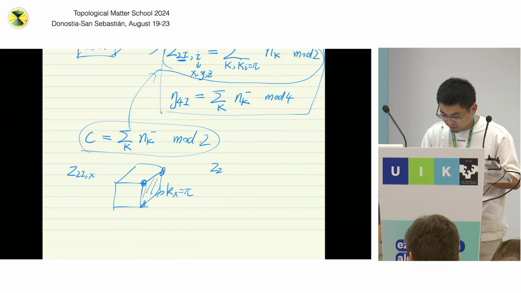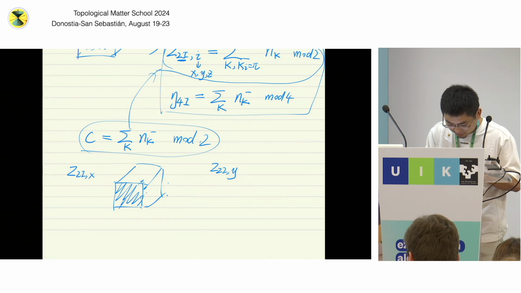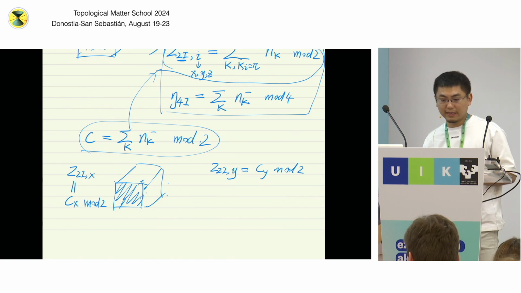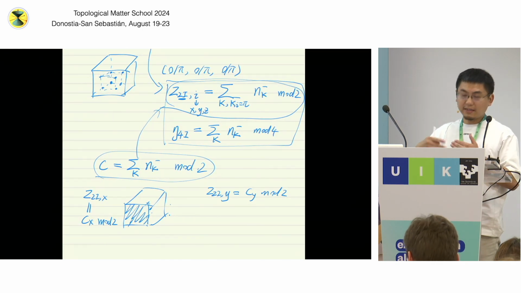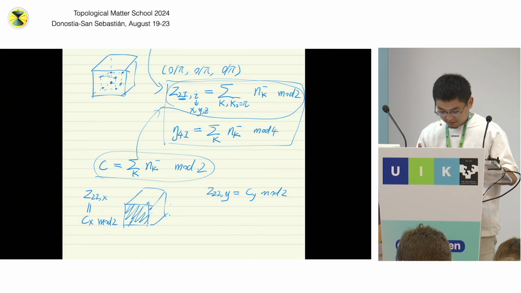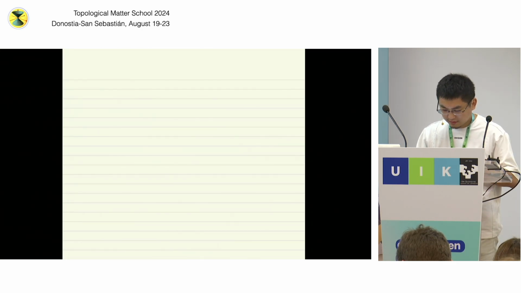And the Z2Y, this is X, this is Y, counts the Chern number in this direction. So basically, this Z2X equals Cx mod 2. And this Z2Y equals Cy mod 2. So basically, the first 3 Z2 indicators just indicate the 3D Chern insulators. And so if you are a bit confused by this result, maybe I can explain a bit more.